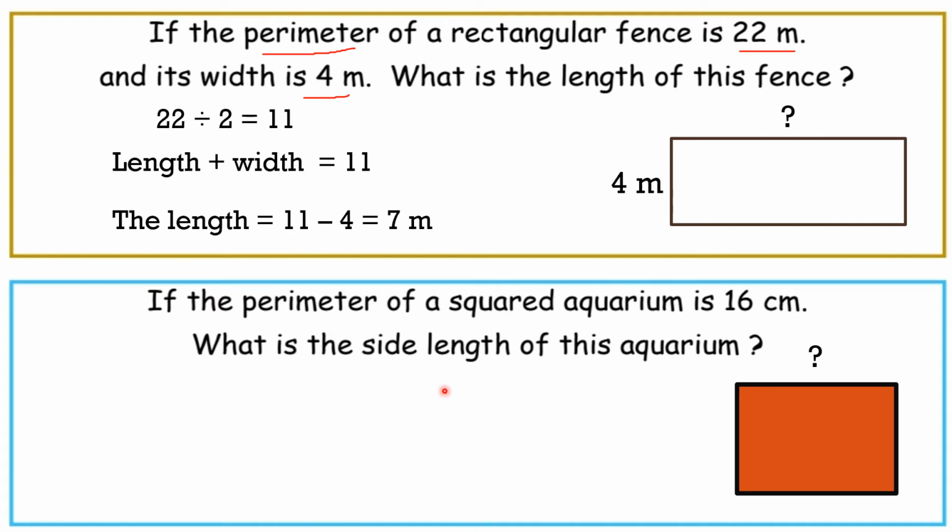Look here, the perimeter of a squared aquarium is 16 centimeters. What is the side of this aquarium? You have here 16 and you know the perimeter is side by 4. So I will just divide 16 by 4 to find the side length. So it's going to be 4 centimeters.